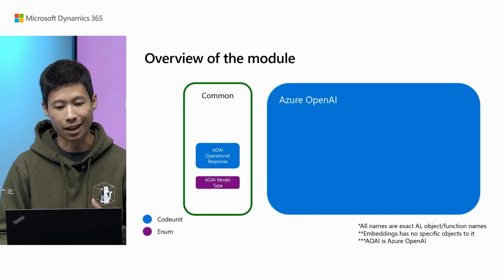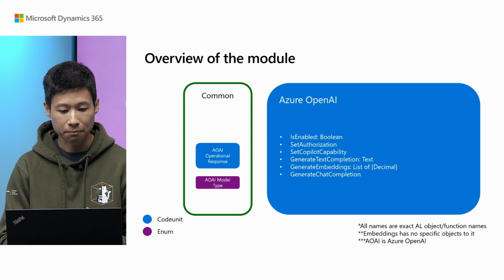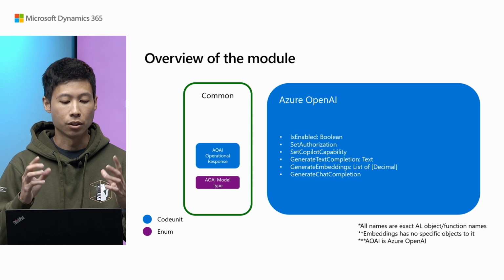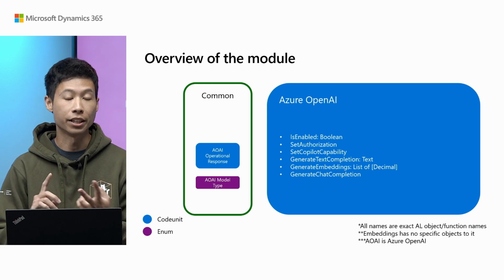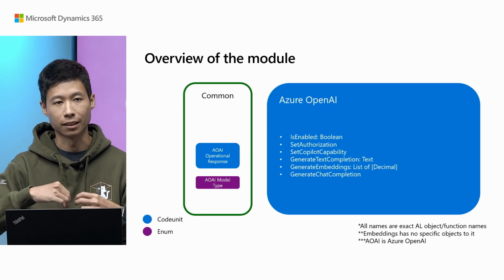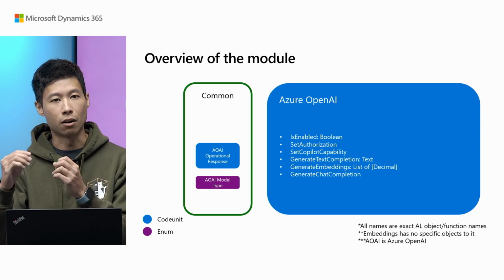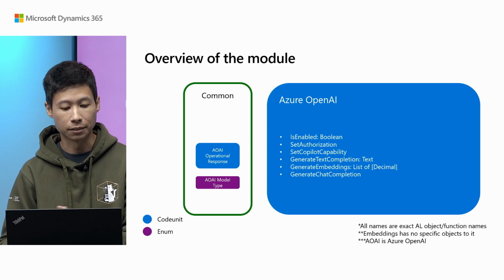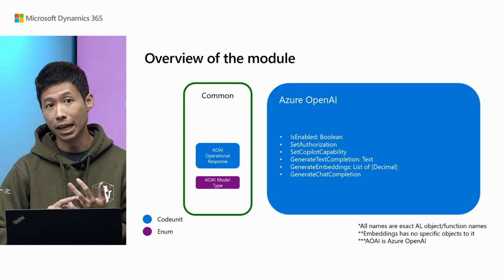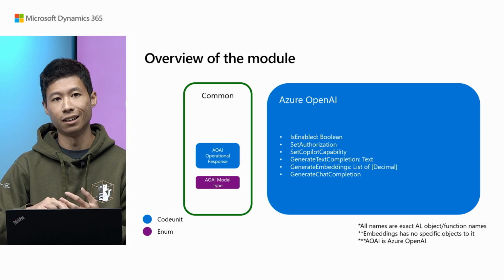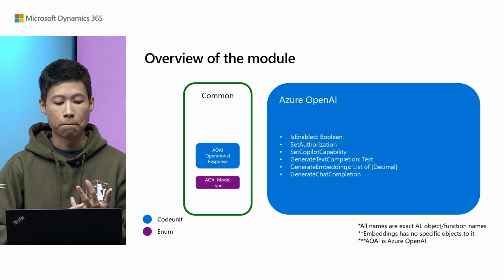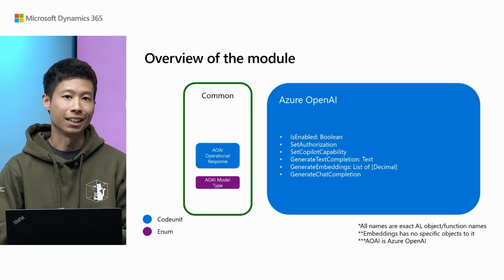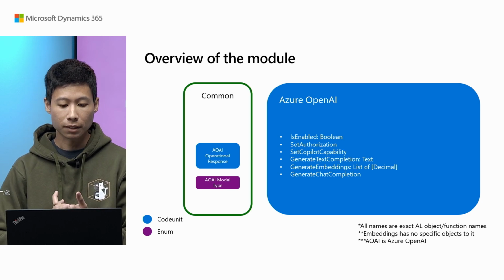With the Azure OpenAI object, you can check whether Azure OpenAI is enabled for your environment. You can set the authorization, and in this case, you'll be setting the resource URL, the deployment name, and API key, which I'll get into in further detail later. You can set the Copilot capability that you'll be using with the generations. And then there are the generate text completion, generate embeddings, and generate chat completion.